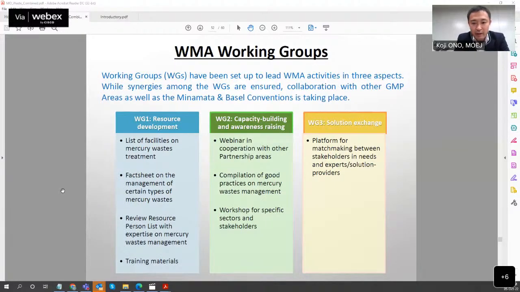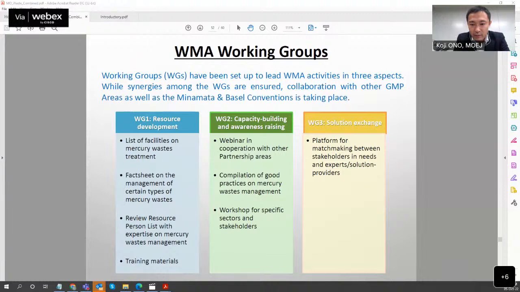We already have set up three working groups. Working group 1 focuses on resource development. Here, we are now trying to compile fact sheets on mercury waste management. I will explain why we propose to work on the development of fact sheets right after this slide.